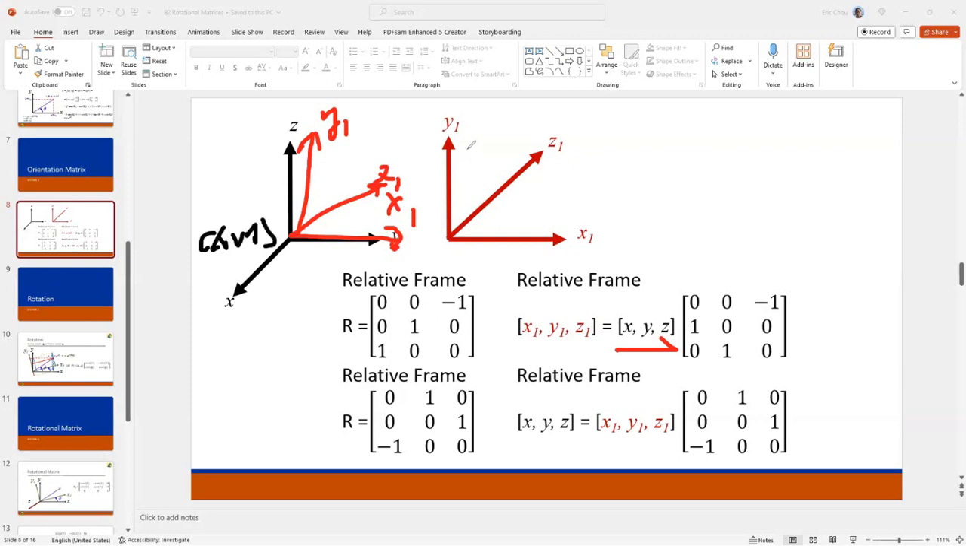So let's look at this one. Your XYZ, you do this multiplication. So basically, you have a minus Z. Minus Z equals X1. You see, minus Z equals X1.